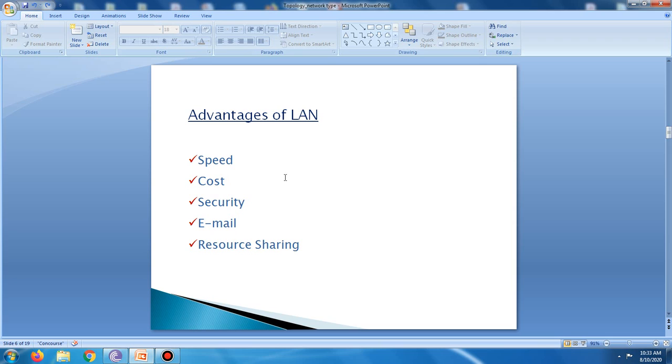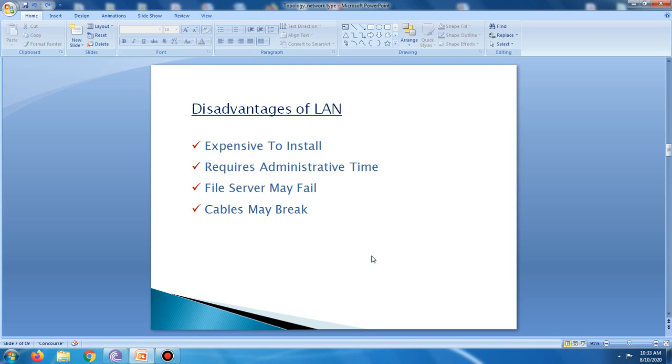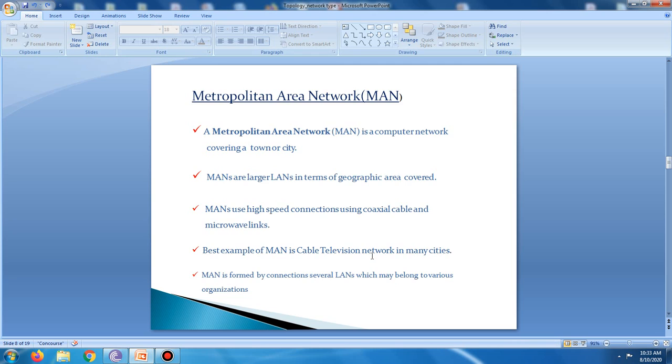Advantages of LAN: speed, cost, security, email, resource sharing for a printer, scanner, etc. Disadvantages of LAN: expensive installation, requires administrative time, FTP not supported, otherwise cables may break, server may go down.